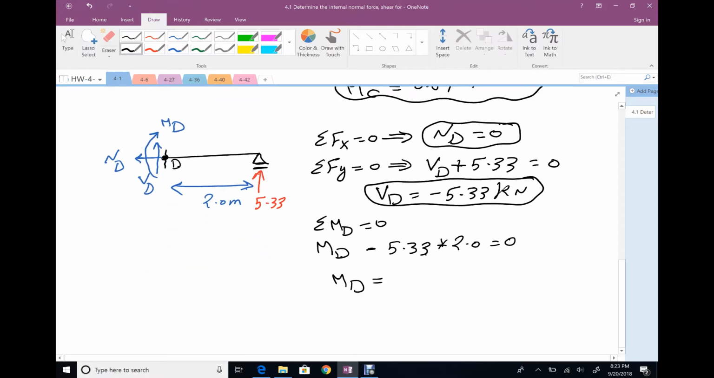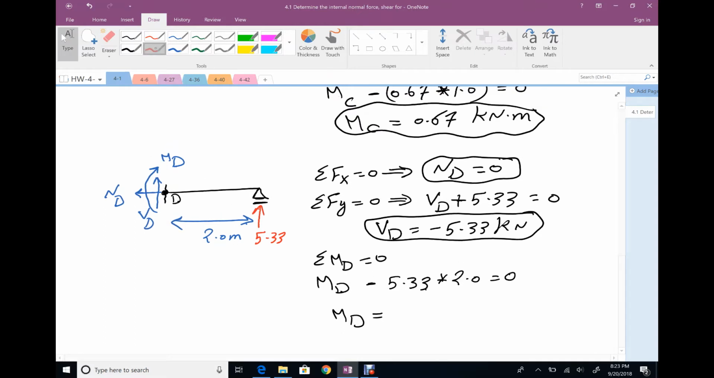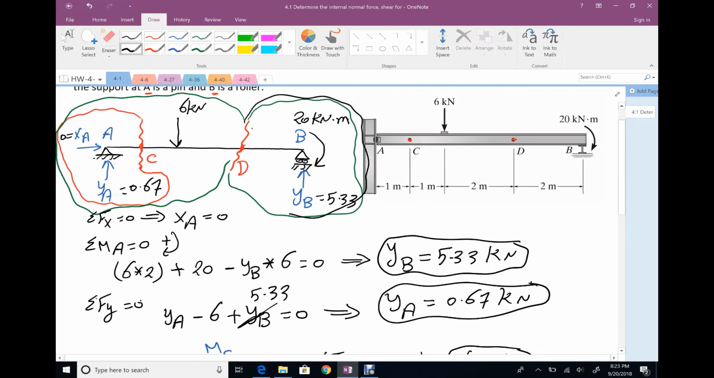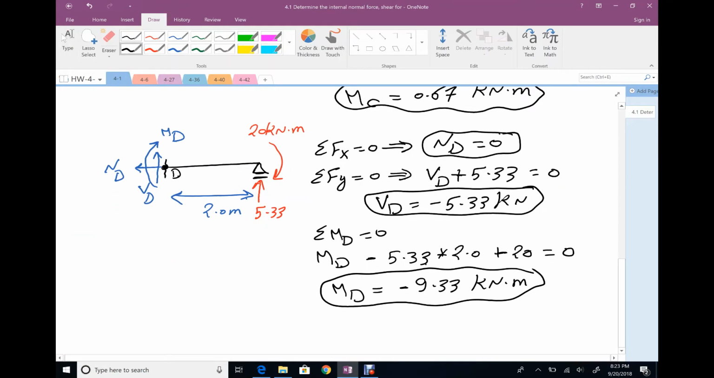Your moment will be, yeah, I forgot something here. Yes, I forgot we have 20 kilonewton meter as external concentrated moment. So I need to add here positive 20 equals 0. Yeah, that's good. So MD will be negative 9.33 kilonewton meter. Remember, from this right, we have vertical reaction at B and concentrated moment. So the internal forces at section D, N is 0, shear is 5.33 down, your moment is 9.33, should be counterclockwise.